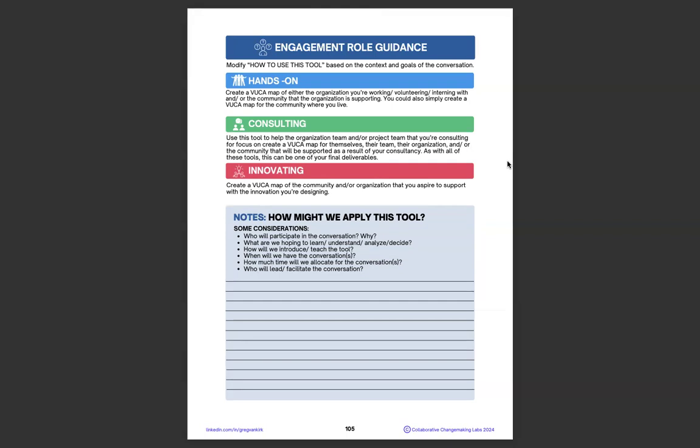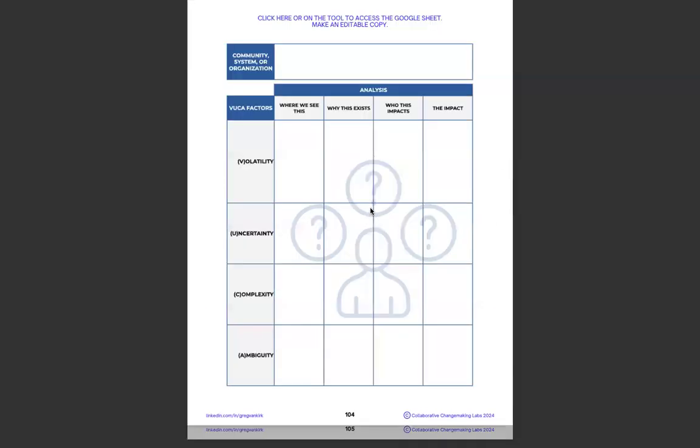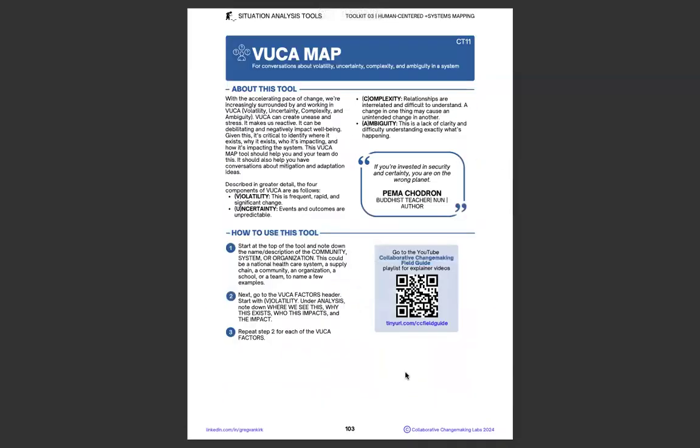And one final note is, if you think about VUCA, it certainly affects different communities very, very differently, right? Sort of a marginalized community in a rural area is going to experience VUCA very differently than maybe even a marginalized community in an urban area. So very different factors. So really spent some time on this, and I think you'll find it very helpful. So that is our VUCA map.